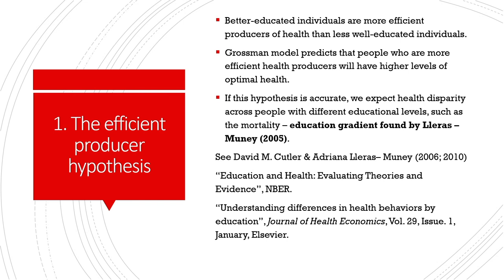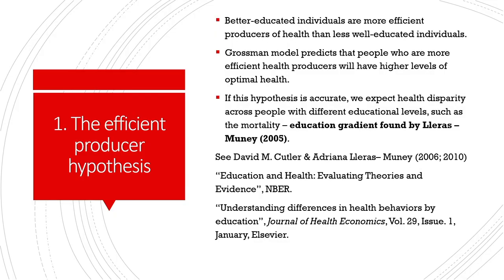This hypothesis basically tells us that people who are better educated are more efficient producers of health than those who are less well educated. This is a hypothesis that has been empirically tested by various scholars, and it is at the center of most health related studies in economics. The Grossman model predicts that people who are more efficient health producers will have higher levels of optimal health. So, if this hypothesis is accurate, we expect health disparity across people with different educational levels, such as the mortality education gradient found by Lleras-Muney in 2005.